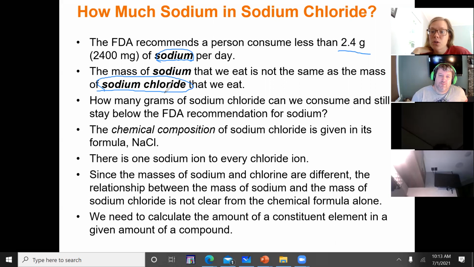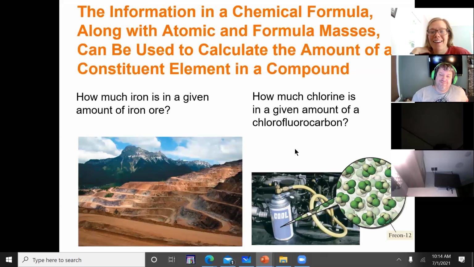The masses of sodium and chlorine are different. So the relationship between the masses of sodium and chlorine is not specified in the chemical formula alone. So when I say NaCl, I'm not saying, hey, 1 gram of sodium for every 1 gram of chlorine, because this is a lighter atom than this one. So we have to do some more maneuvering. And if you're not into math, you may think it's like trickery or witchcraft, but it's not.